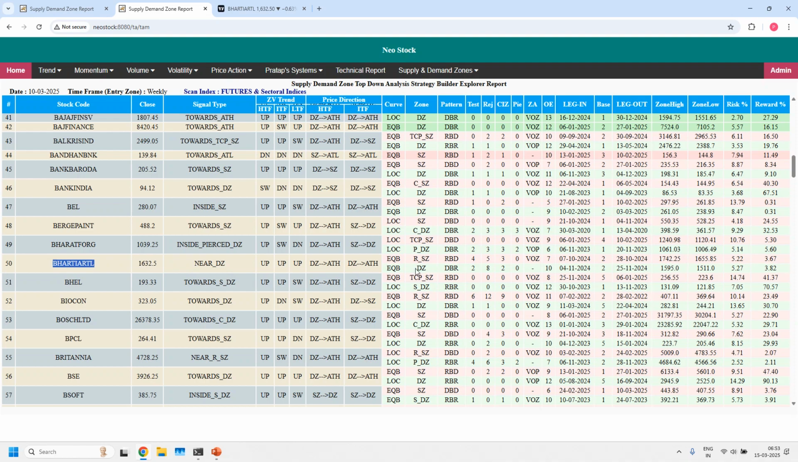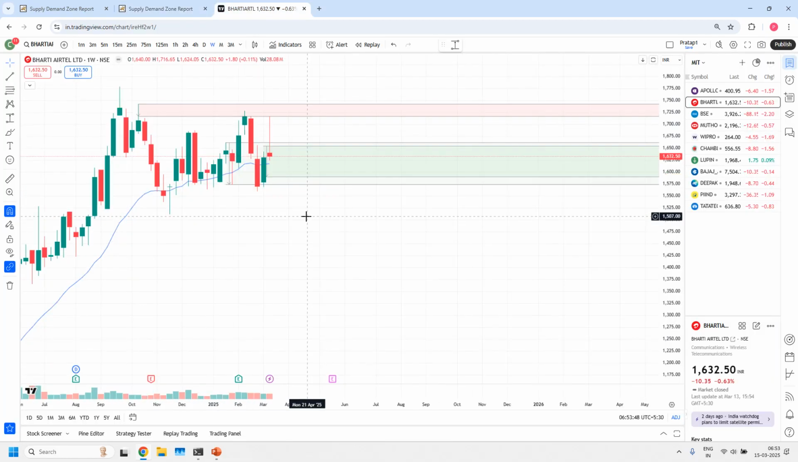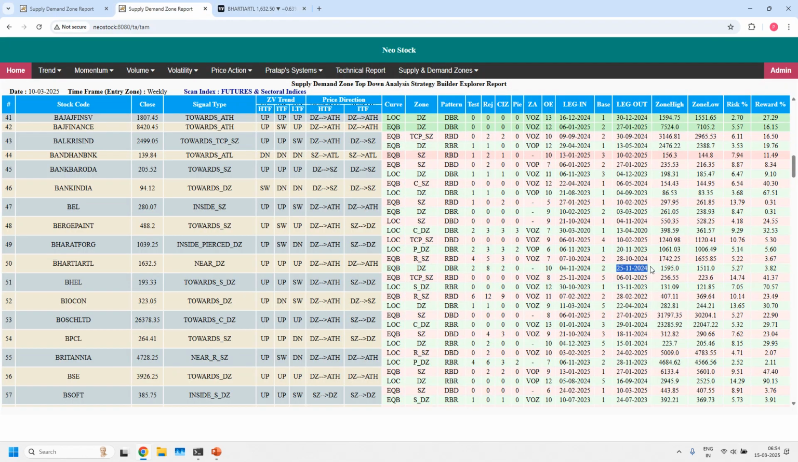And this is the weekly demand zone. In this weekly demand zone, the software identified 4/11/2024, 2 base candles. Where is 4/11? So this is the 4/11, the one we have drawn initially. So this is the one the software identified, drop base rally. Rally is 25th November, see, 25th November 2024.